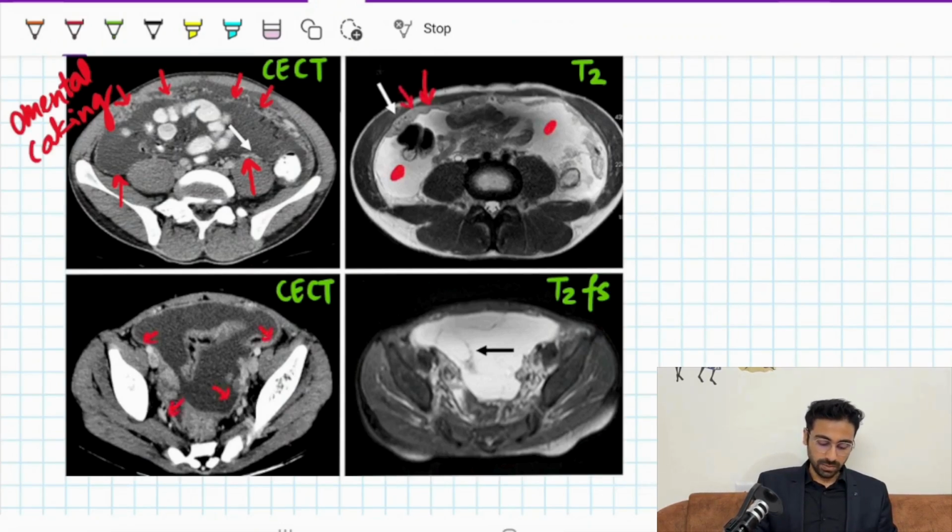On T2 fat sat, you can see that there are membranes within the ascites. This was a case of peritoneal tuberculosis secondary to bowel TB. Bowel TB was also there in this patient. However, I have not included it in this particular example.